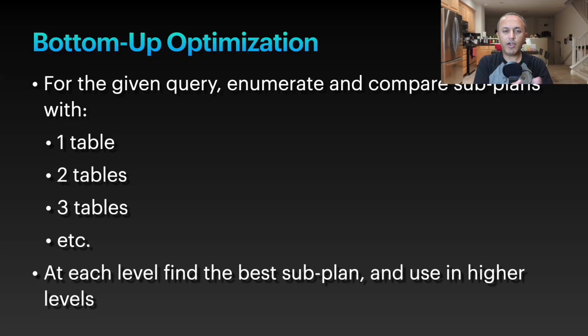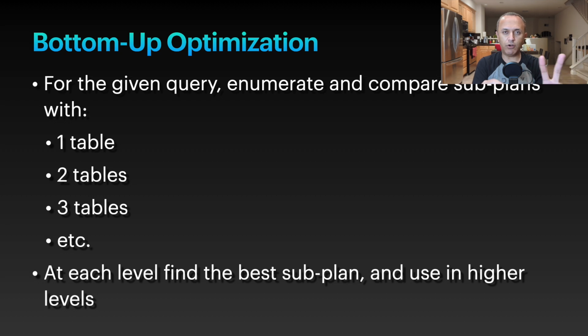Let's start first with the bottom-up optimization approach. We call this bottom-up because we start small and then go bigger. We try by enumerating subplans that involve one table. So if you have a query joining tables A, B, and C, we try to figure out, okay, what is the best plan to just read the data from table A? What is the best plan to read the data from table B? What is the best plan to read data from table C?